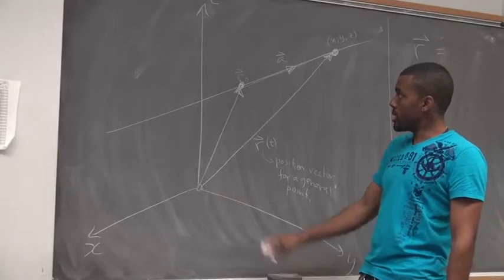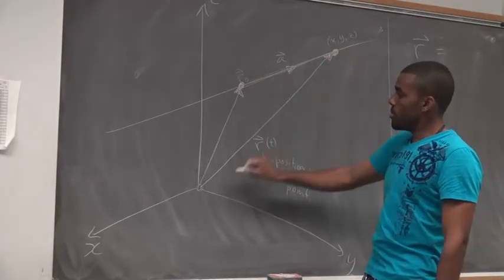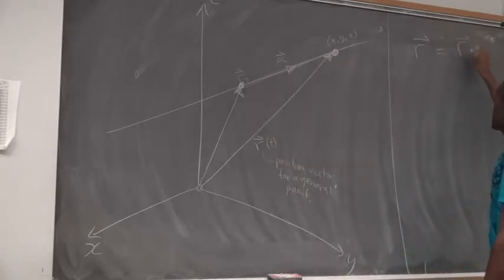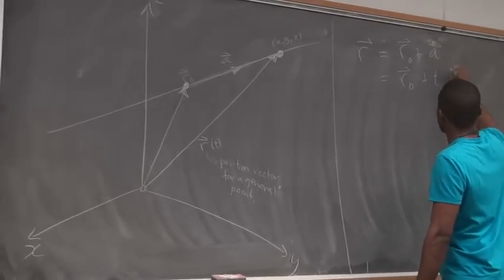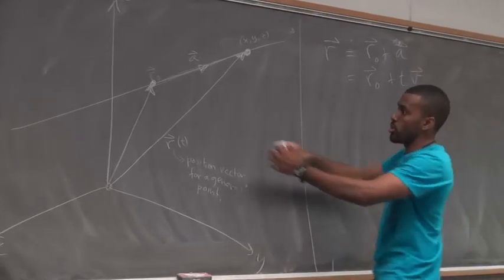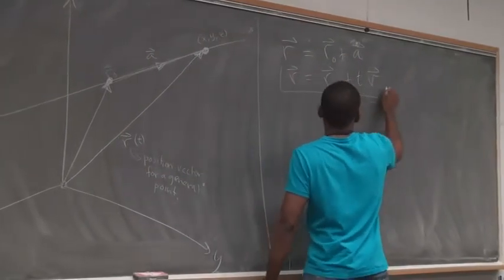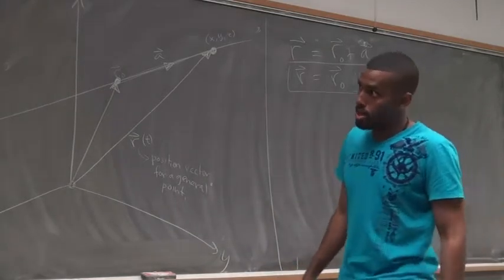You can add them. Think of A as the vector that goes between this point and that point. If you take this plus that, you get R. So R is just equal to R0 plus A. But A can be scaled, so I can just think of it as some constant times this general vector V that gives me the direction. So that's sort of the idea behind it.